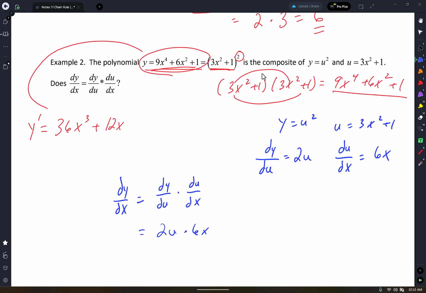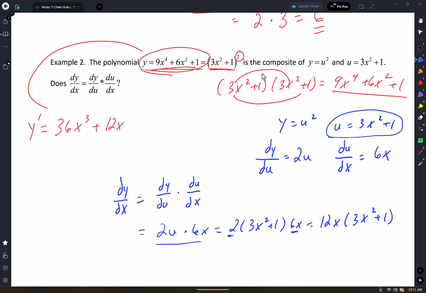We know that u equals 2 parentheses 3x squared plus 1 times 6x. Do you guys want to multiply the 2 and the 6x already? So maybe I should have done it right here. What's that? 12x parentheses 3x squared plus 1. Are we still okay? 12x times 3x squared, and 12x times 1.